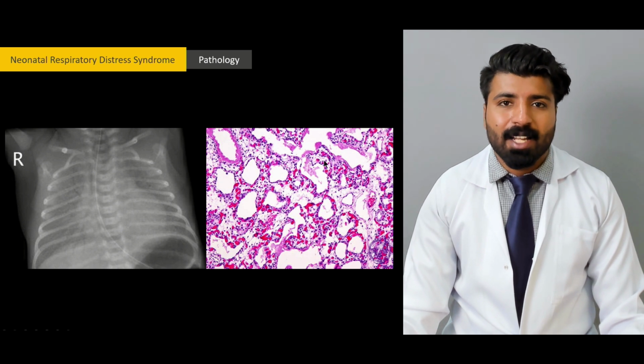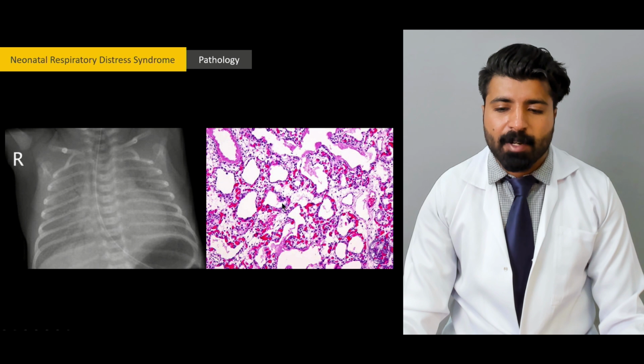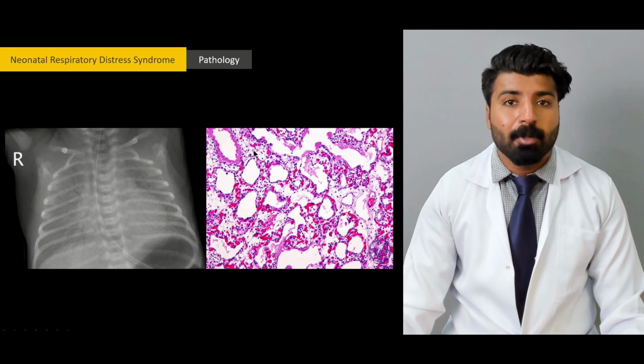On a pathological slide, we see this kind of pattern in neonatal respiratory distress syndrome. As you can see, the alveoli are collapsed, blood vessels are there, but they're not functional at all. Some are even closed.